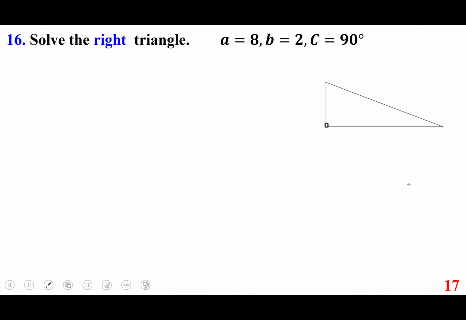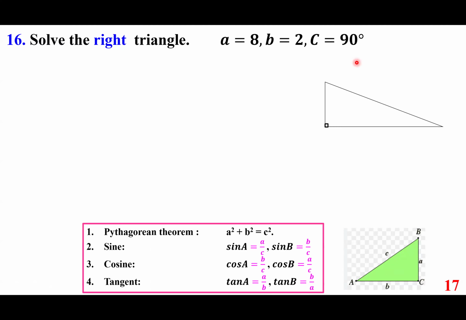We want to solve a right triangle where we are given 2 sides, and the angle, of course, it's a right triangle, is 90 degrees. So reminding everyone that in the case of a right triangle, Pythagorean theorem says a squared plus b squared equals c squared. Sine a is the opposite a over c, and sine b is opposite b over c. Cosine a is the adjacent b over c, and cosine b is the adjacent a over c. That's why sine a and cosine b are the same. Sine b and cosine a are the same. Tangent a is a over b, tangent b is b over a, and so on and so forth.